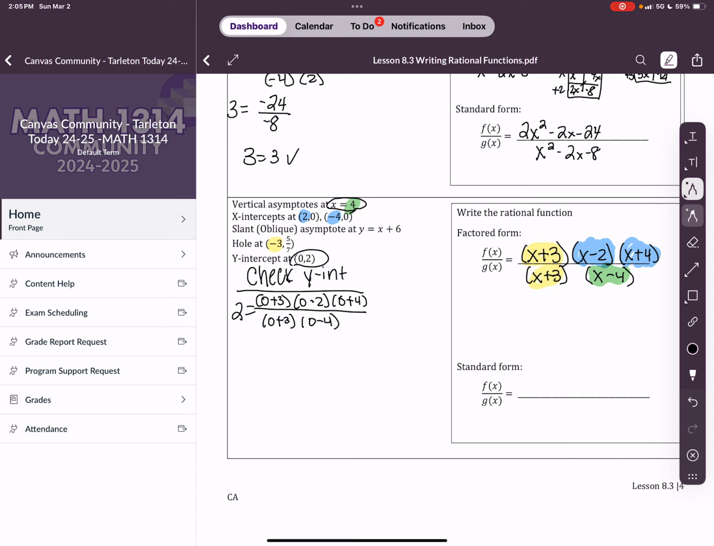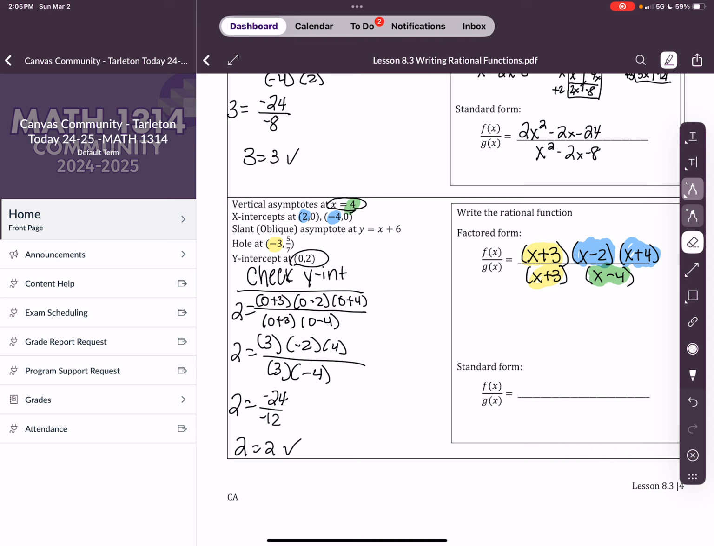All right. Again, I'm going to be doing some steps that some of you probably don't need, but I'm going to do it anyway. So 3, negative 2, and 4 over 3 and negative 4. So that would make 2 equals 3 times negative 2 is negative 6 times 4 is negative 24. 3 times negative 4 is negative 12. So that becomes 2 equals 2. All right. So our y-intercept's good so far.